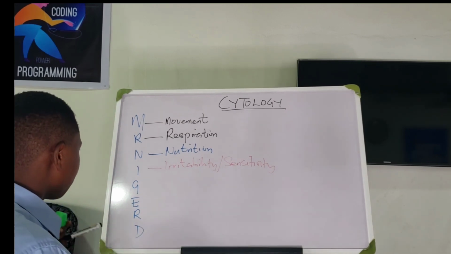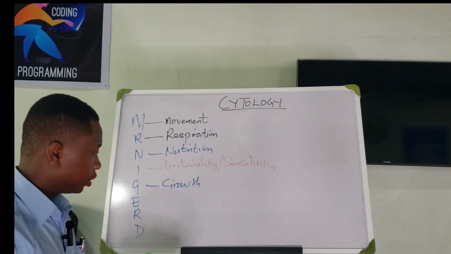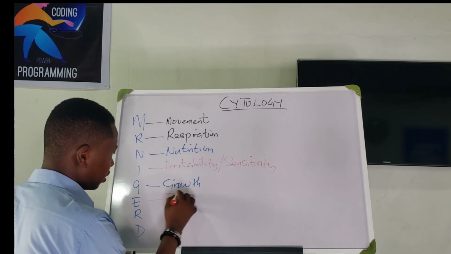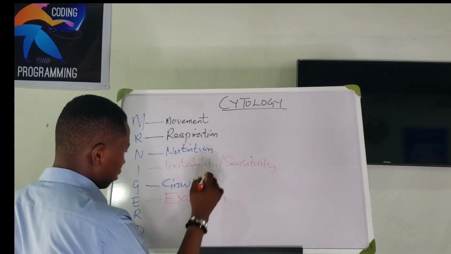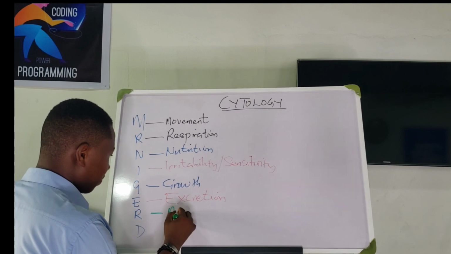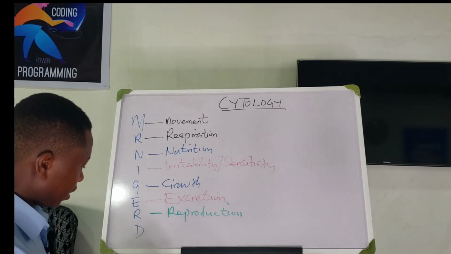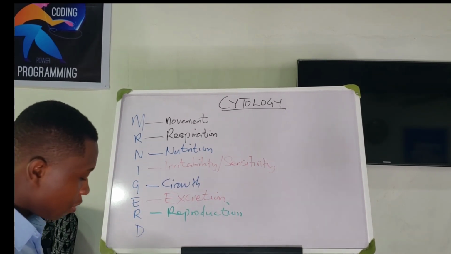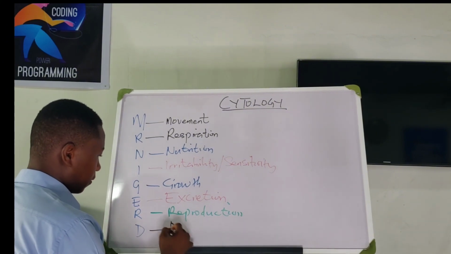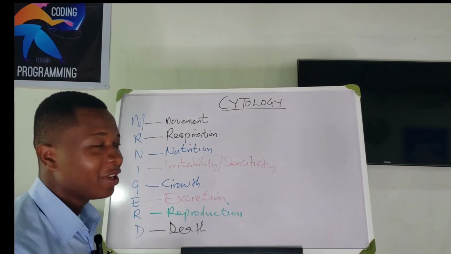G stands for growth. All organisms must grow. E stands for excretion, that is removal of metabolic waste. R stands for reproduction. They have the ability to produce their kind. And then it ends at D, which is the end point of all living organisms. D stands for death. All living organisms must die. These are the basic characteristics of living organisms.